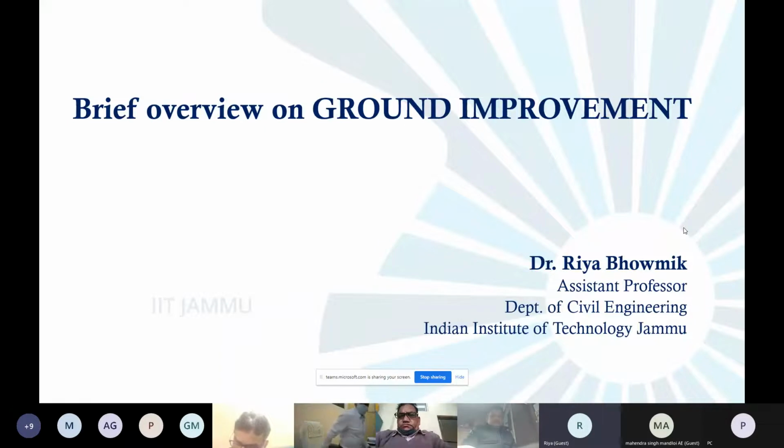Now the issue is ground improvement is a full-fledged course, and because we are going to cover it very briefly, not in depth, just very brief points about most of the methods which will be useful to you, the site engineers working on various dam projects. So that is why the title of this presentation is Brief Overview on Ground Improvement.